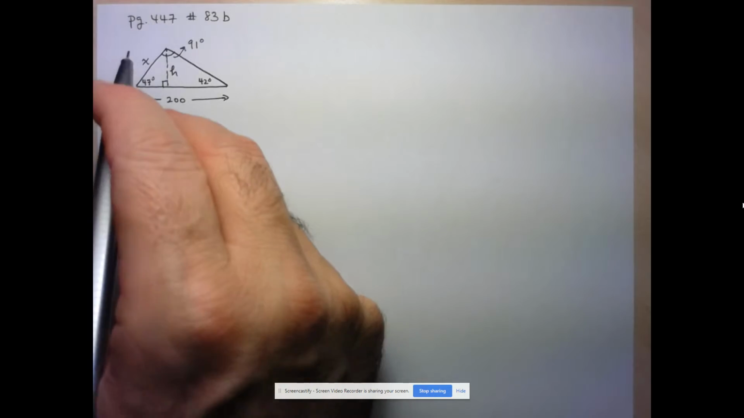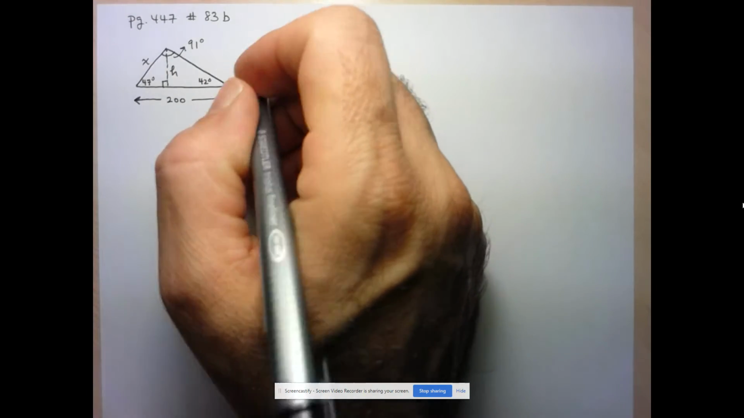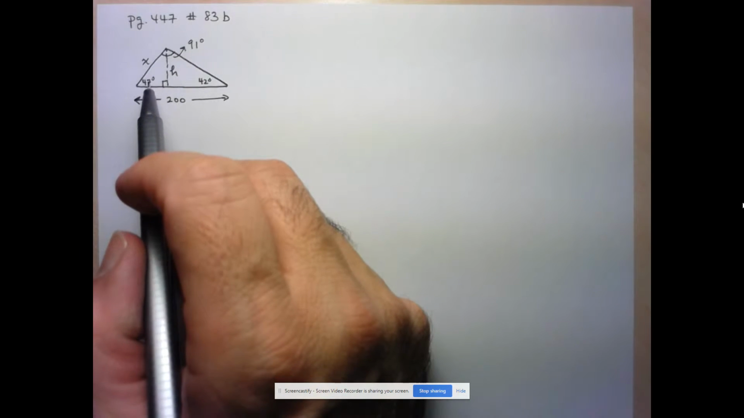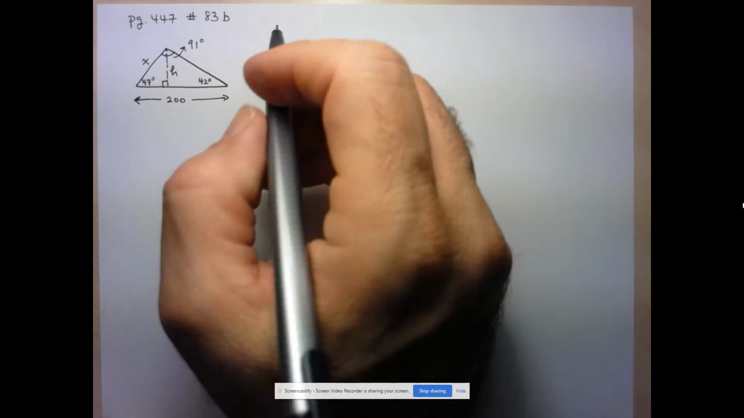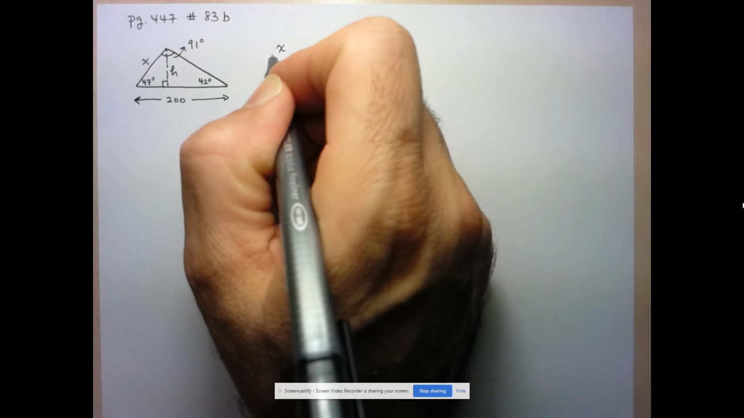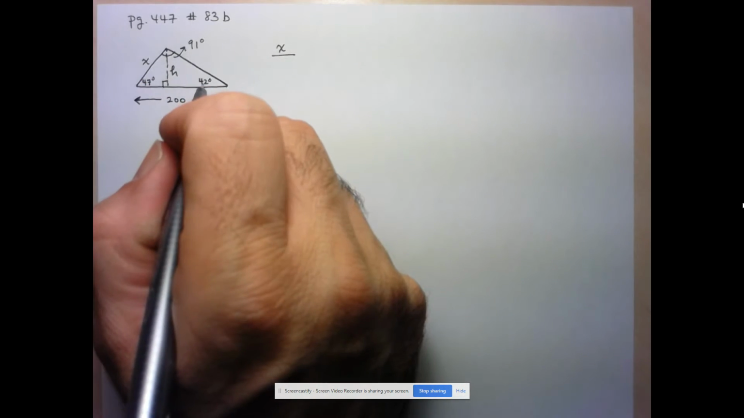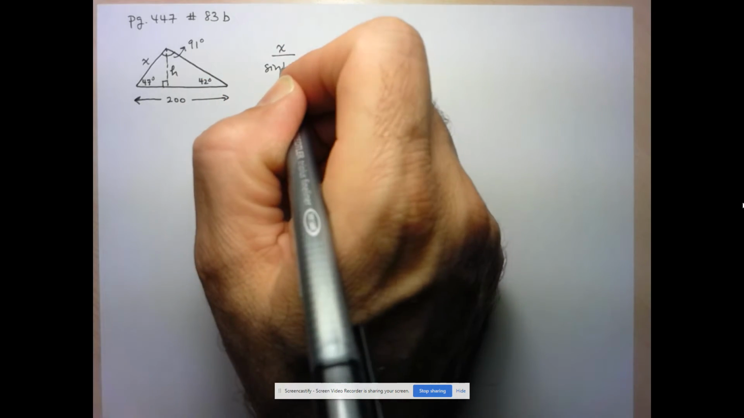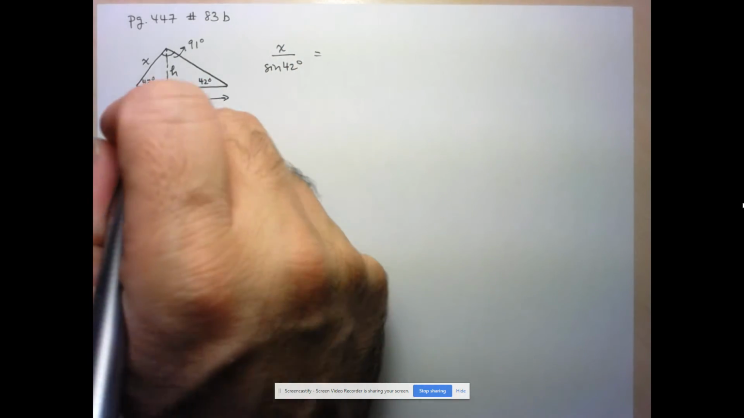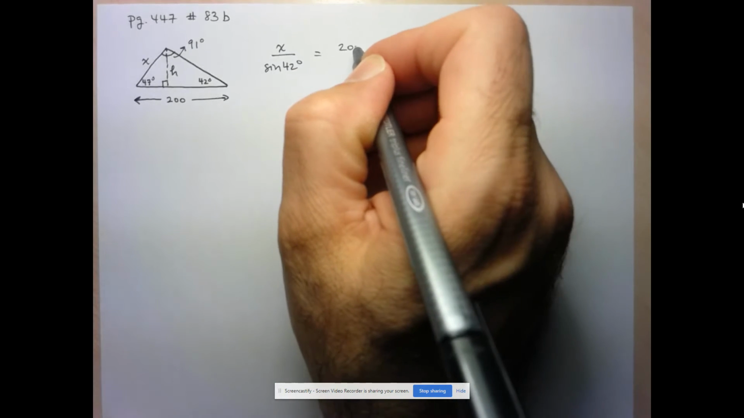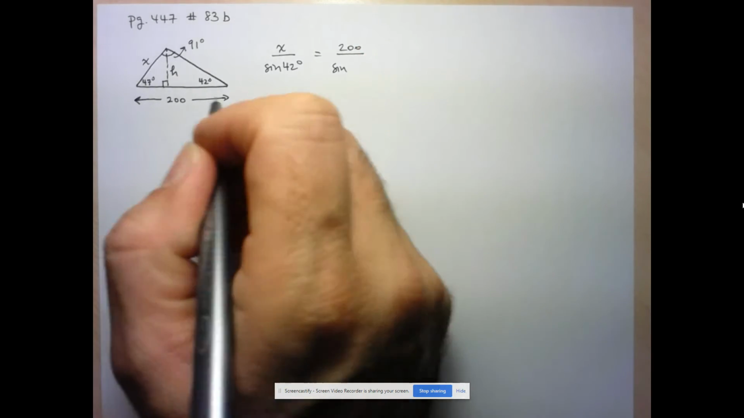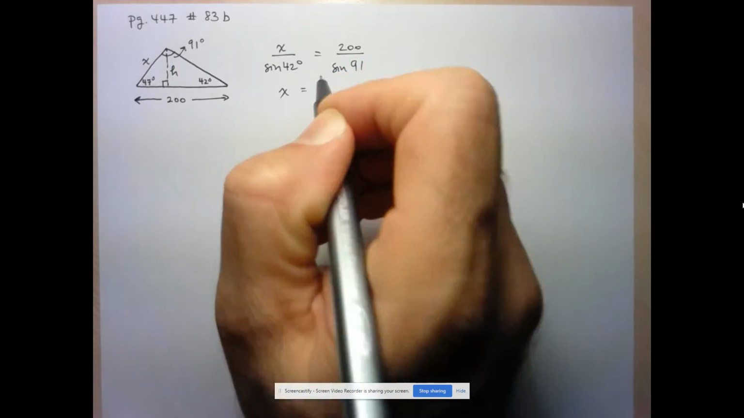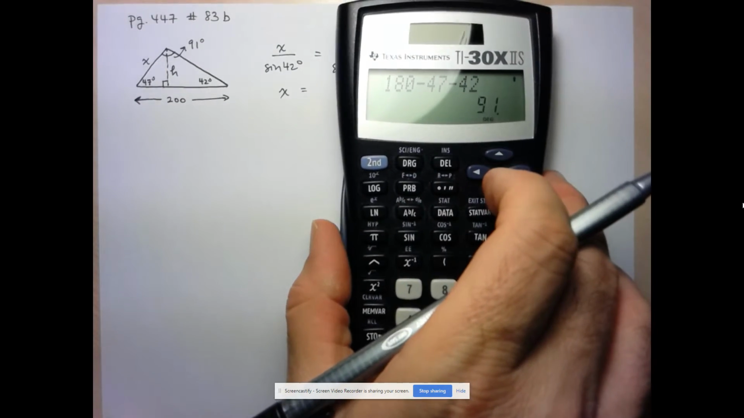Now I have enough information to solve for x. Remember there are two versions of the sine law, the one where the side length is at the top, the other one where the angle is at the top. Since I'm looking for the side length, that's what I'm going to put in the numerator. So I have x over the sine of its opposite angle, which is 42 degrees, equal to this side length here, 200, over the sine of its opposite angle, which is 91. So let's solve for x here.